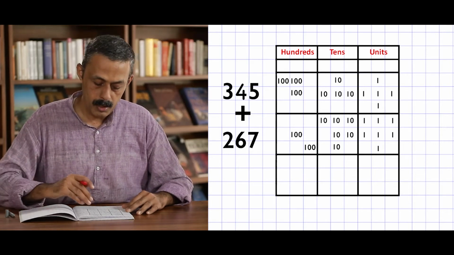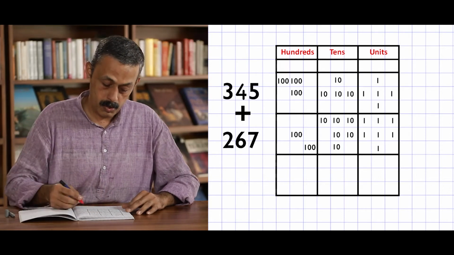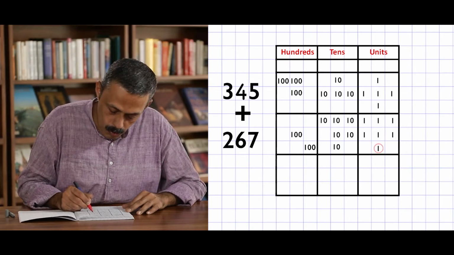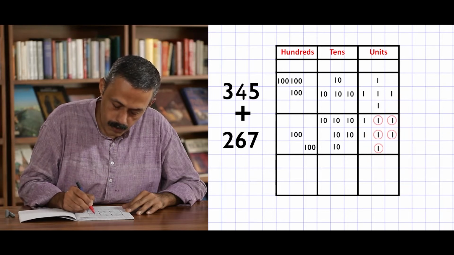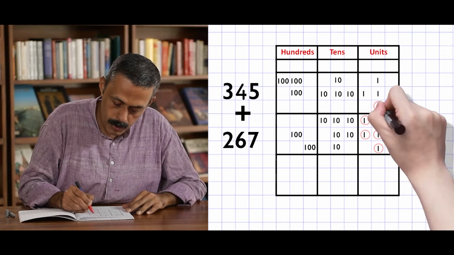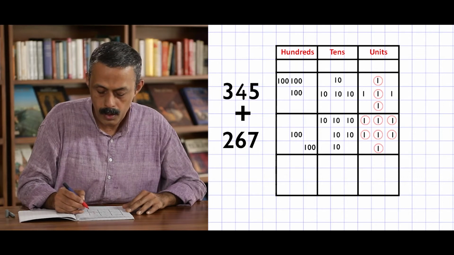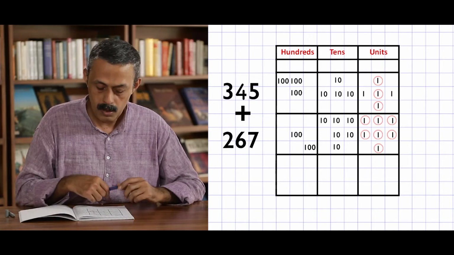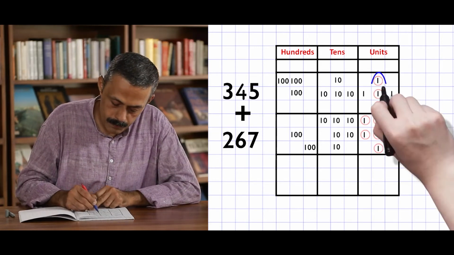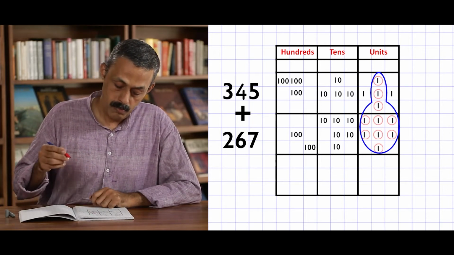What did I do while adding these? I went on combining two numbers of each place. I will start counting them now. 1, 2, 3, 4, 5, 6, 7, 8, 9, 10 units. When we got this 10 in the concrete stage, we had put them in one group. Let us make a group here also. We have made a group of 10.